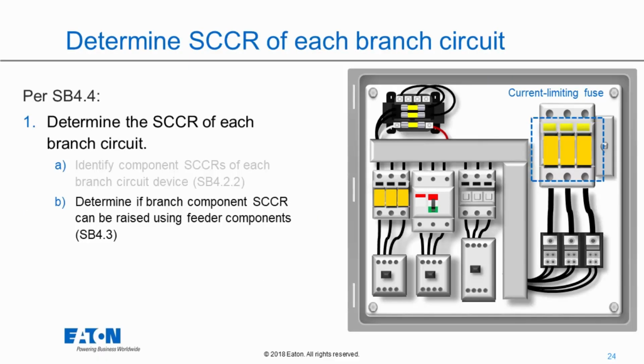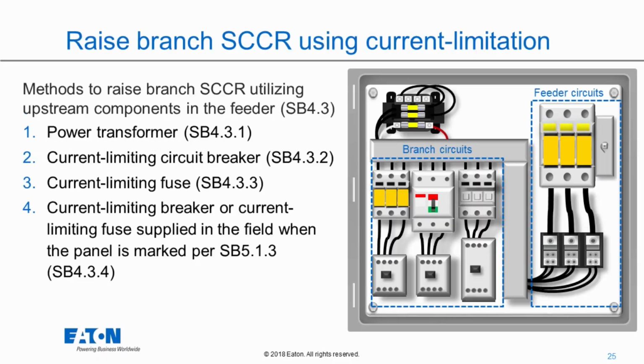All right, so with that, that's step 1A, right? Determining all of my short circuit current ratings in my branch circuit. 1B, right? Determine if this branch component short circuit current rating can be raised using feeder components. So what does this mean? What feeder component can I use to raise the short circuit current rating? I can use a power transformer, I can use a current limiting circuit breaker, or I could use a current limiting fuse. 4 here is a current limiting breaker or fuse supplied in the field with the marking requirement. We'll look at that again in more detail later.